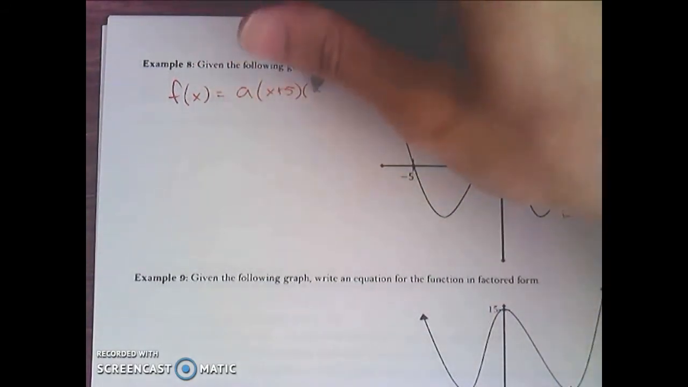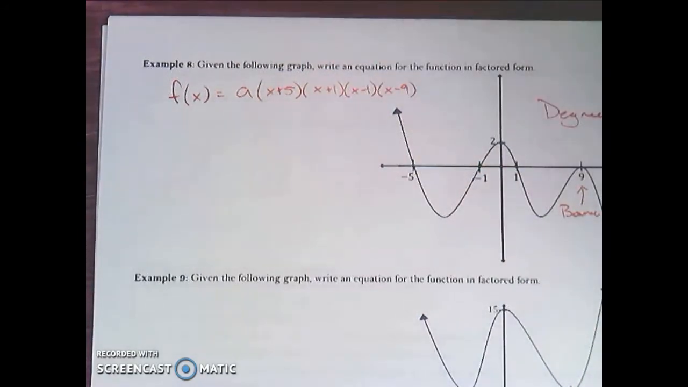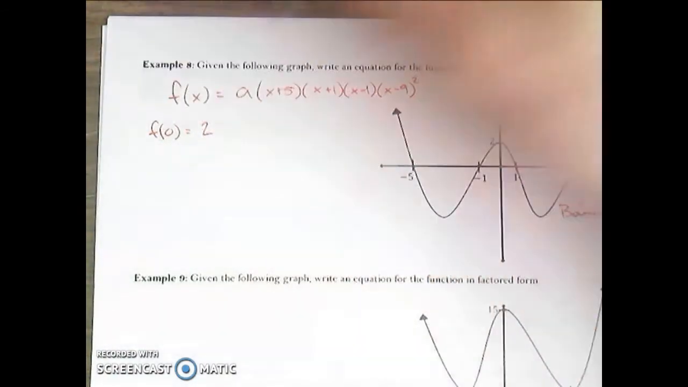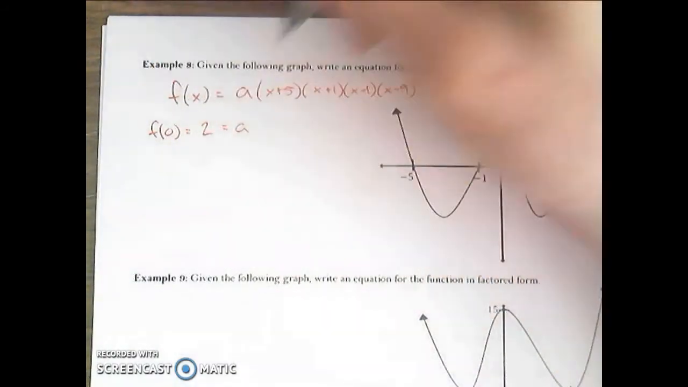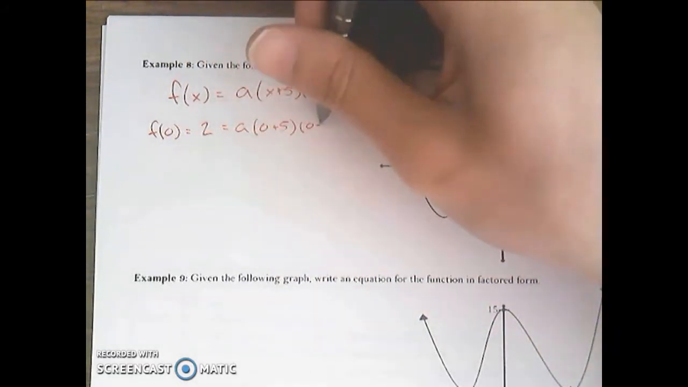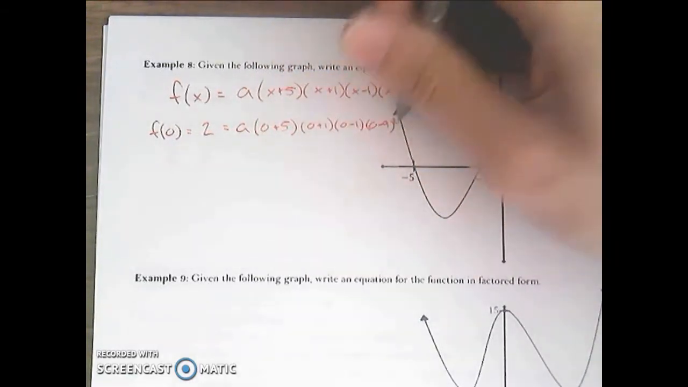We have x plus 1, x minus 1, and x minus 9. And that quantity is squared because we have a bounce. We also know, in order to solve for a, we can use our y-intercept. So we can say that f of 0, which is where x equals 0, our y-intercept is 2. So f of 0 is 2. Well, we know that's where x equals 0, so we can substitute in 0 for x in our equation. So we have 0 plus 5, 0 plus 1, 0 minus 1, and 0 minus 9 quantity squared.